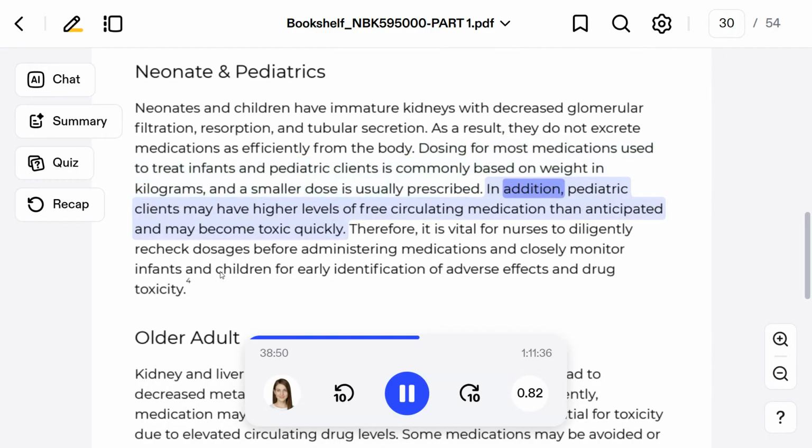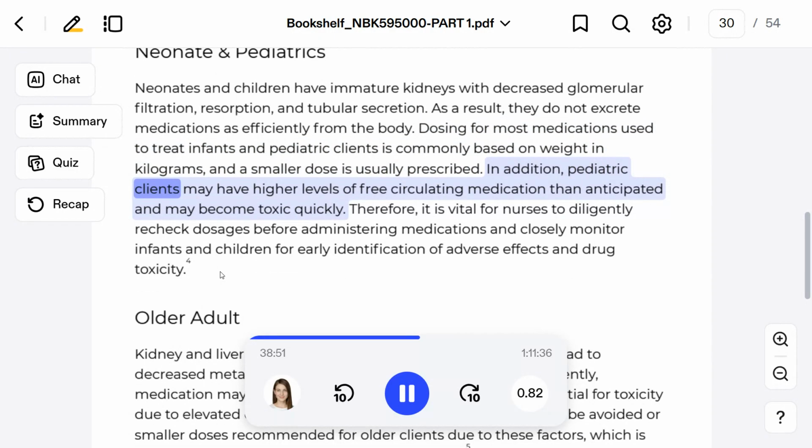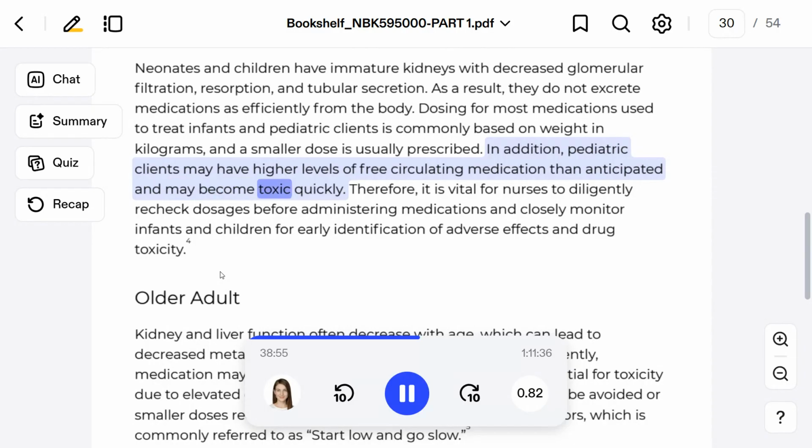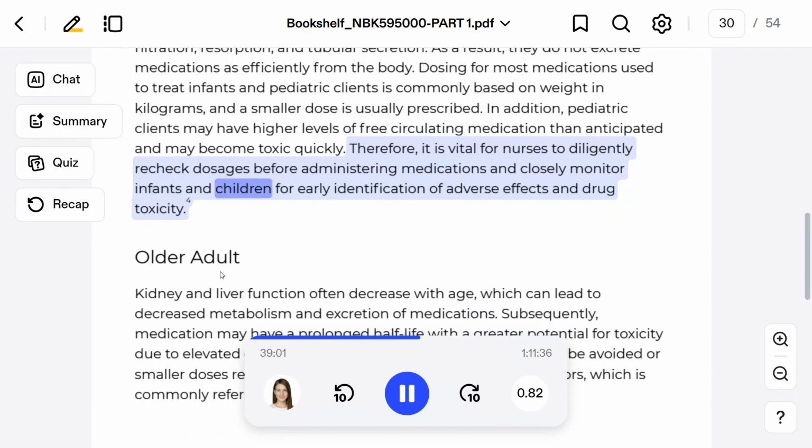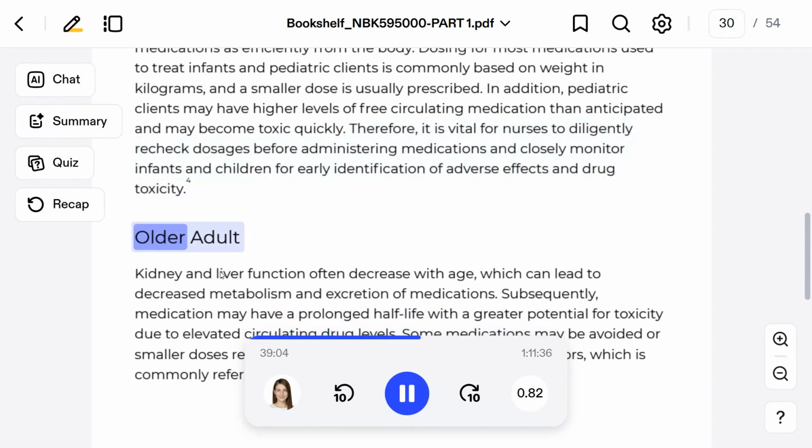In addition, pediatric clients may have higher levels of free circulating medication than anticipated, and may become toxic quickly. Therefore, it is vital for nurses to diligently recheck dosages before administering medications and closely monitor infants and children for early identification of adverse effects and drug toxicity.